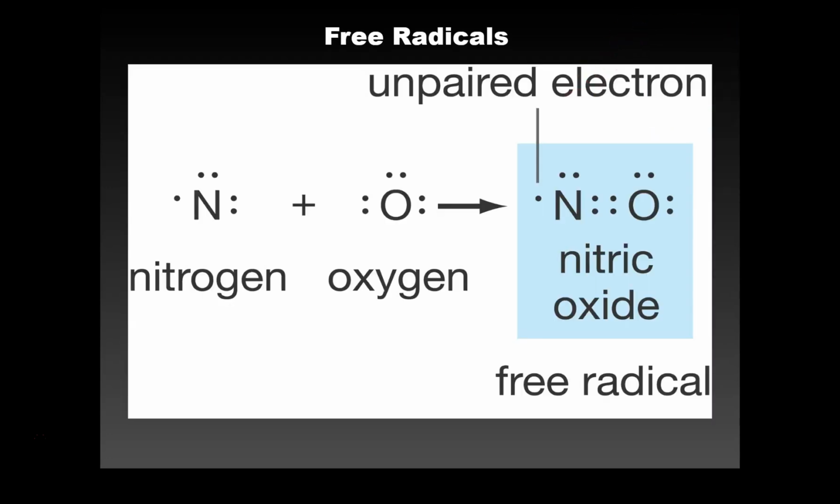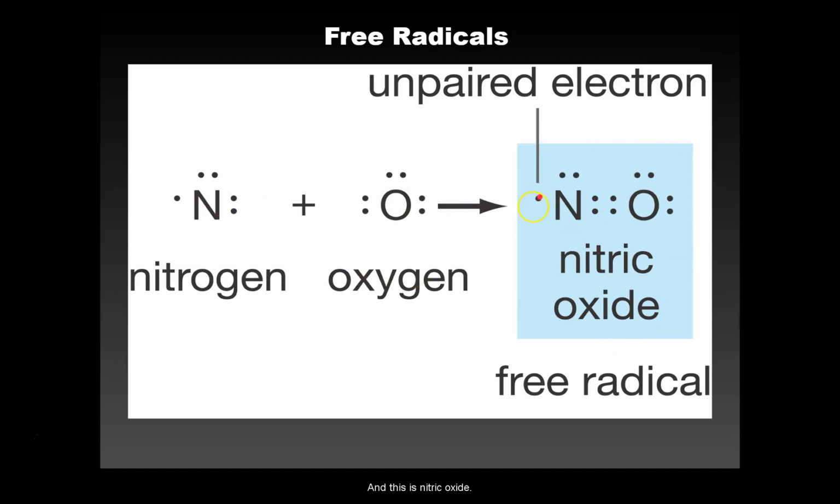So here's a picture of our free radical, nitric oxide. Remember, these are our products. Yields, arrow, this is our reactant. I'm sorry, these are our reactants. I was just testing you. These are reactants, yields, arrow, these are our products.